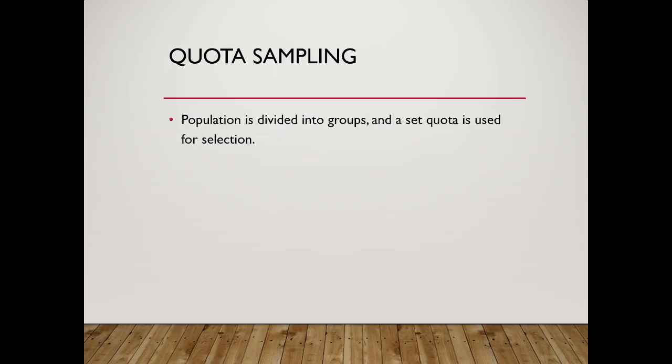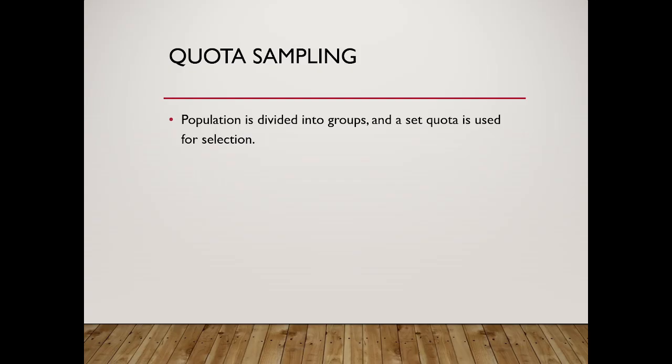Now let's look at the quota. In quota, you divide your population into quotas to ensure representation of a specific group, but selection within each group is not random.